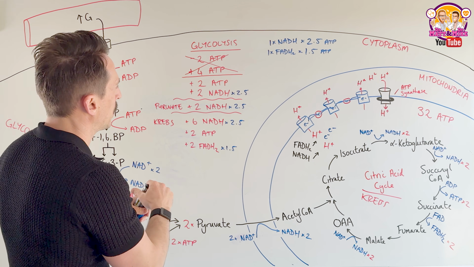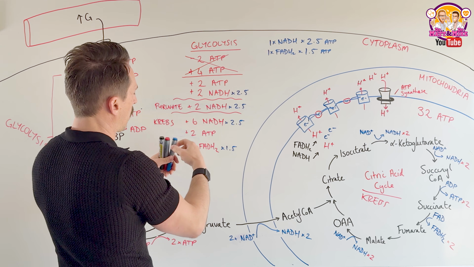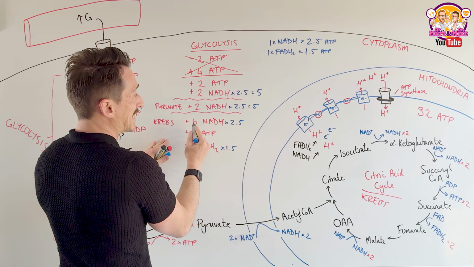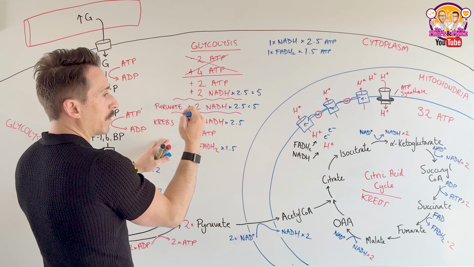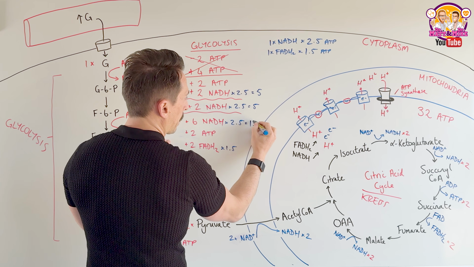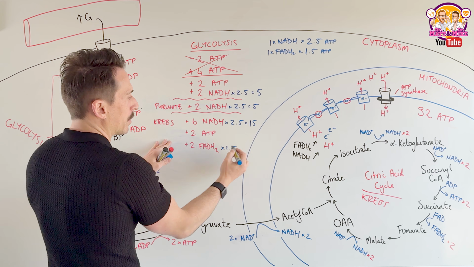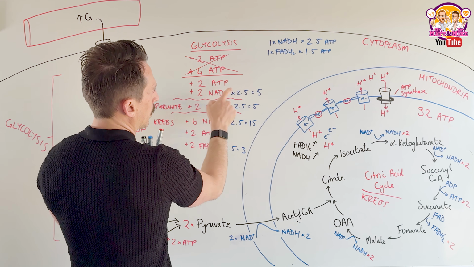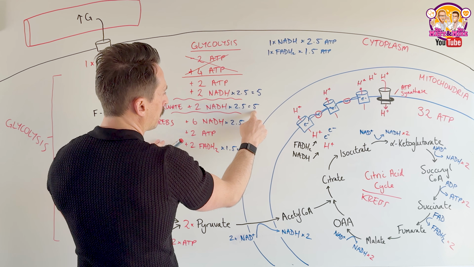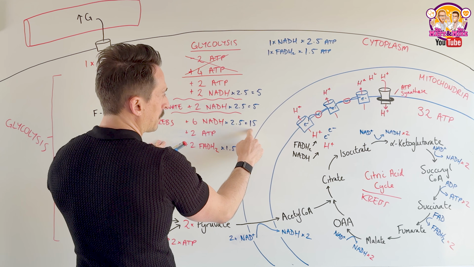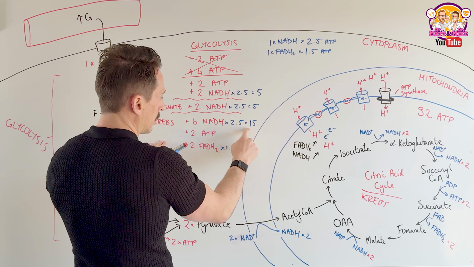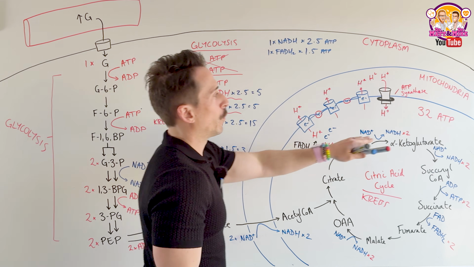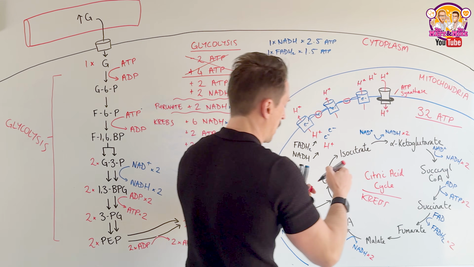What do we have? Okay, so 2 times 2.5 is 5. 2 times 2.5 is 5. 6 times 2.5, that's going to be 15. And then 2 times 1.5 is going to be 3 ATP. So how many ATP have we made? 2 plus 5 is 7, plus another 5 is 12, plus 15 is 27, 28, 29, 30, 31, 32. We've just produced our 32 ATP molecules.